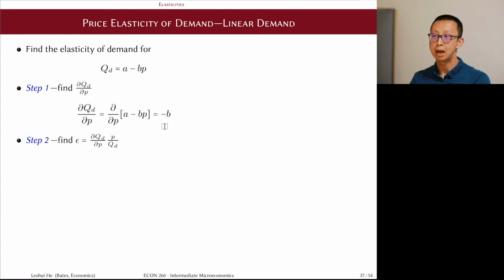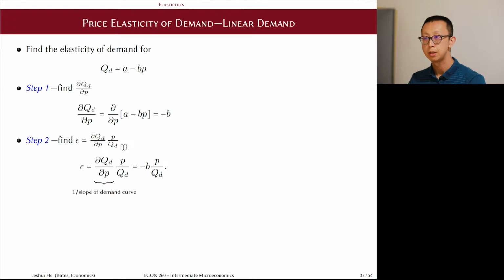Now, because we already have the derivative in place, we can simply plug this result into the definition of elasticity and then multiply it by the ratio of price, which is the factor that's causing the change, to the outcome variable, which is quantity demanded here. Using this definition, we'll just plug in the quantity we found in step 1, which is minus B here, multiplied by price over quantity demanded. And that's it. This is our price elasticity of demand for this linear demand function.